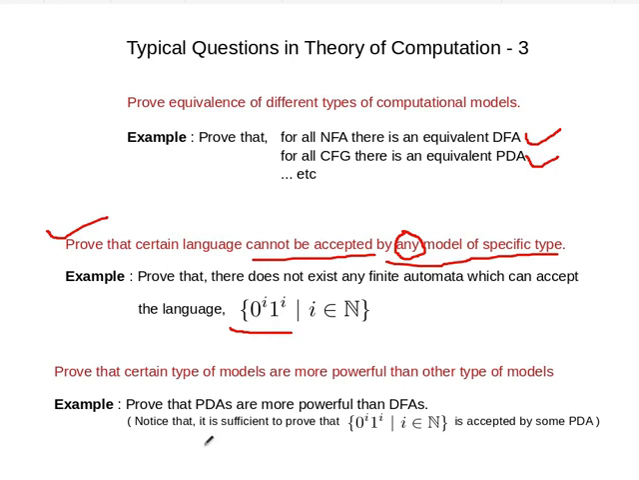And then, to prove that certain types of models are more powerful than other types of models, we are talking about class of languages here. So if we can show that this language belongs to the class of CFLs, context free languages, then we would have proved that CFLs are a strict superset of regular languages, right?